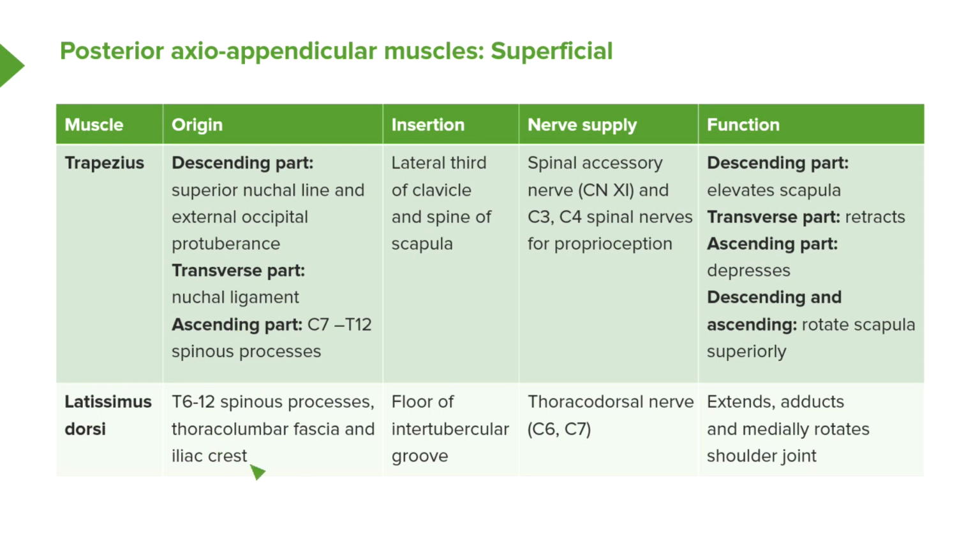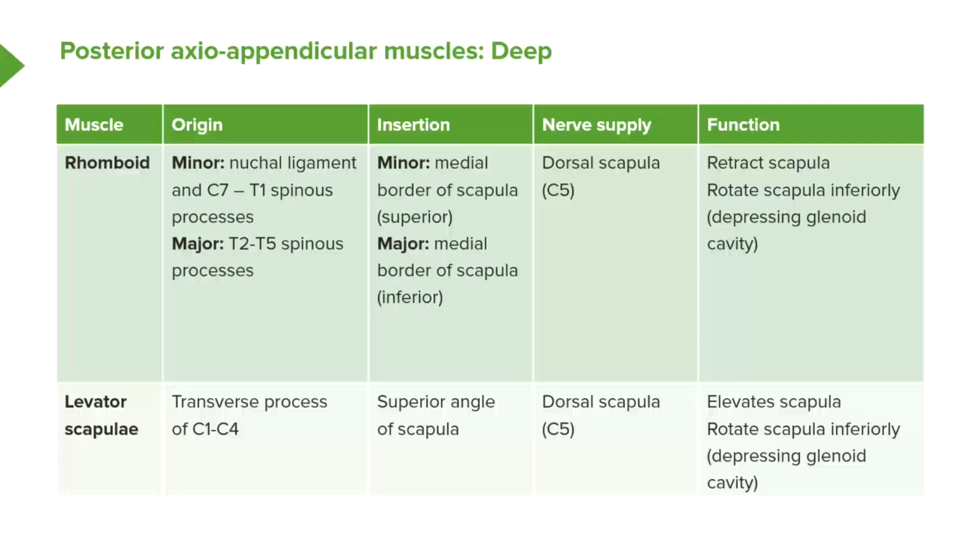Latissimus dorsi, we can see it's coming from those bony regions that I mentioned, and it's passing to the intertubercular groove, specifically the floor. It's innervated by the thoracodorsal nerve, and this originates from spinal cord segments C6 and C7. It's important in extending, adducting, and medially rotating the shoulder joint. So latissimus dorsi is important in extending, adducting, and medially rotating the shoulder joint.